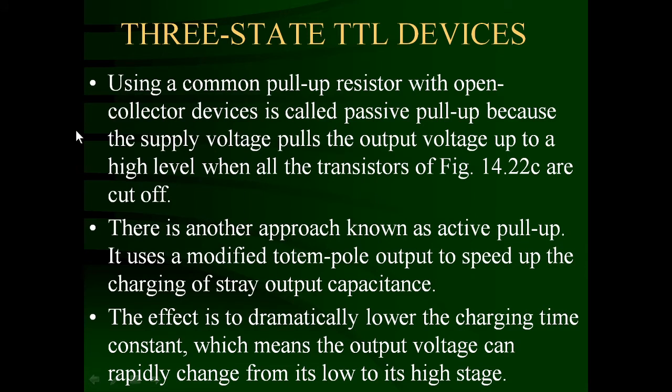Using common pull-up resistors with open collector devices is called passive pull-up, because the supply voltage pulls the output voltage up to the high level when all the transistors of figure 14.22c are cut off. There is another approach known as active pull-up. It uses a modified totem pole output to speed up the charging of the stray output capacitance. The effect is to dramatically lower the charging time constant, which means the output voltage can rapidly change from its low to its high state.